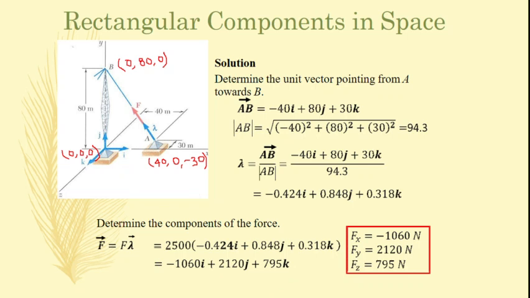Now from the previous relation we discussed earlier, the force vector is equal to the magnitude of the force multiplied with the unit vector. The magnitude of the force is given, that is 2500 Newton. Then from this equation we can write that F vector is equal to minus 1060i plus 2120j plus 795k.